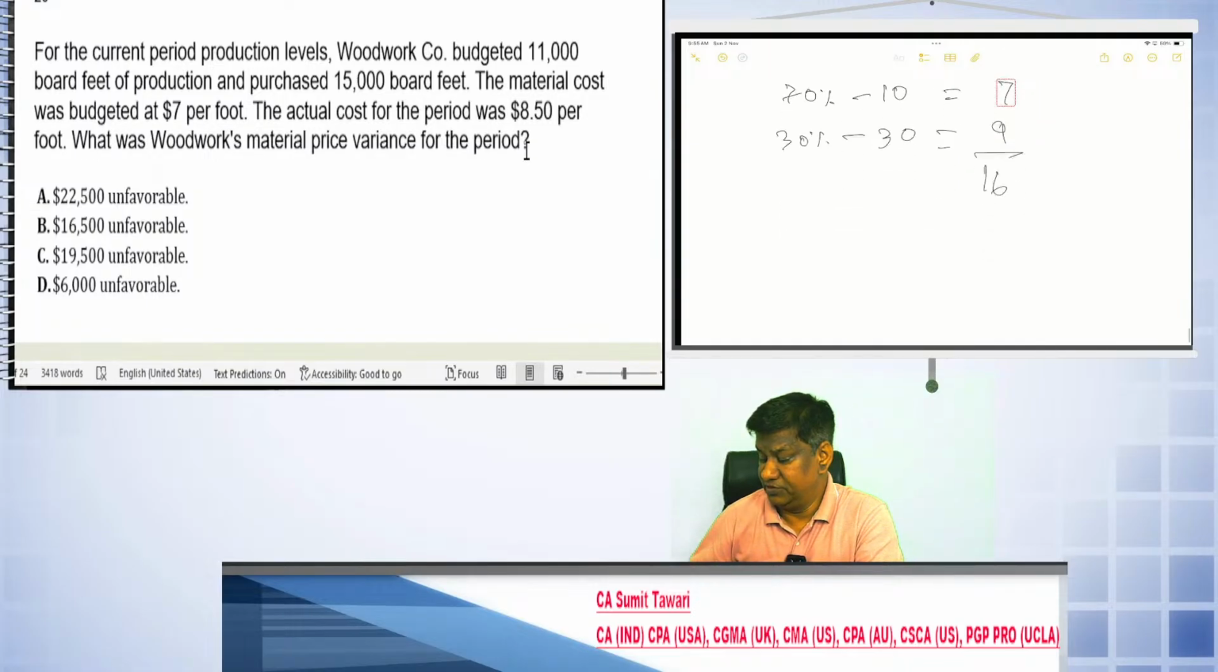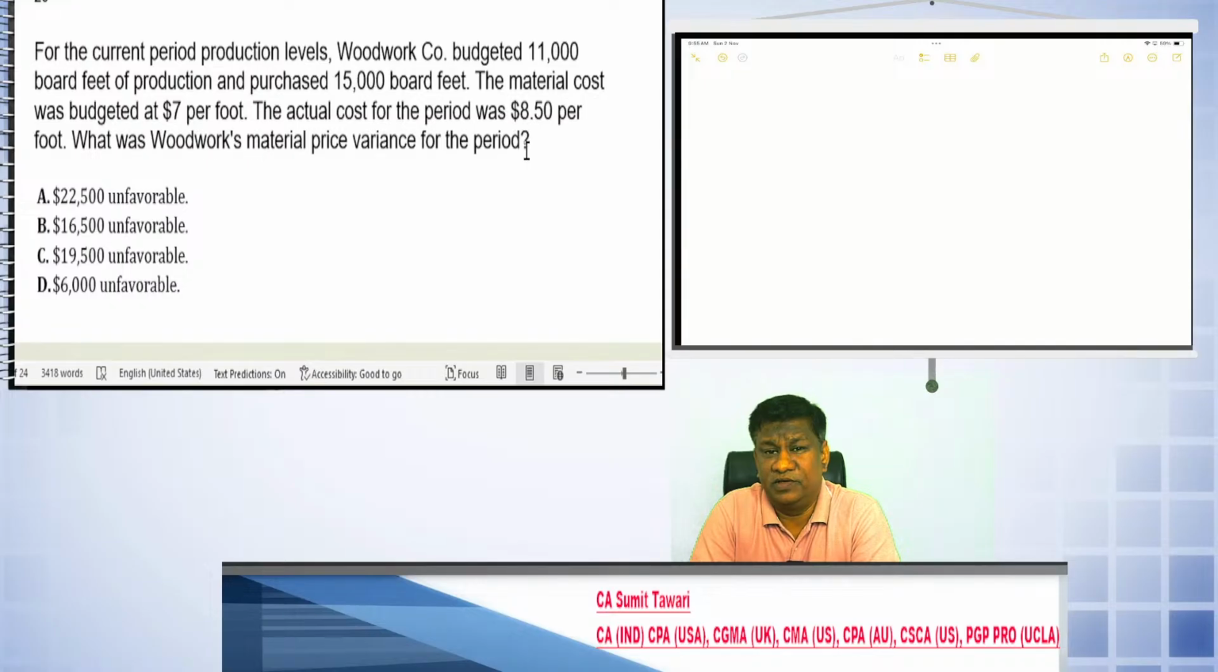Price variances we need to calculate. When you need to calculate the price variances, we need to take a common factor, actual quantity or standard quantity. We have to take budgeted or purchased. Yeah, that I'm asking you. First, you tell me, and then I'll tell you. Actually, production and purchase. And the difference is which one? Actual.